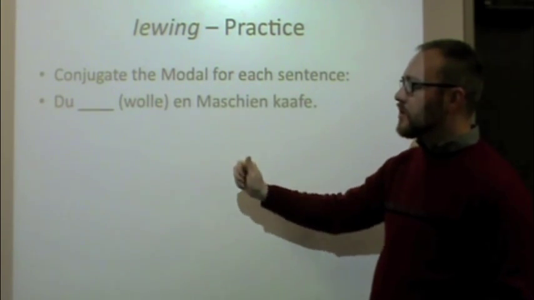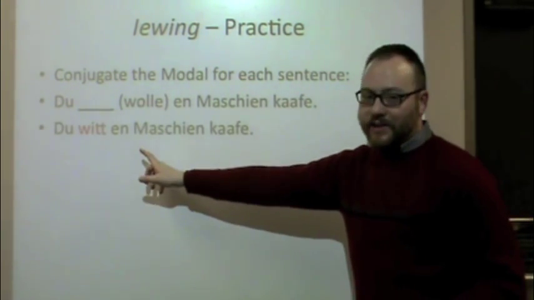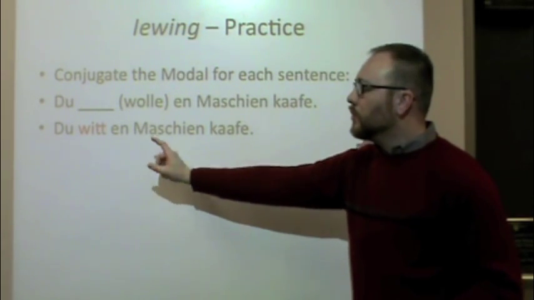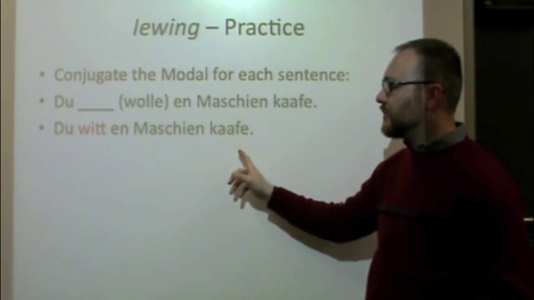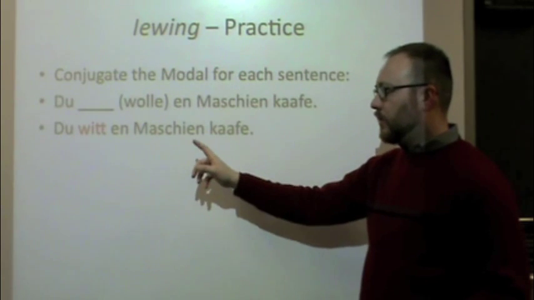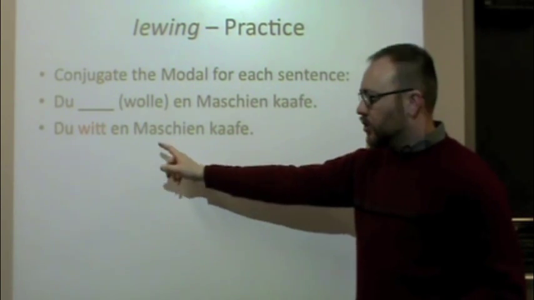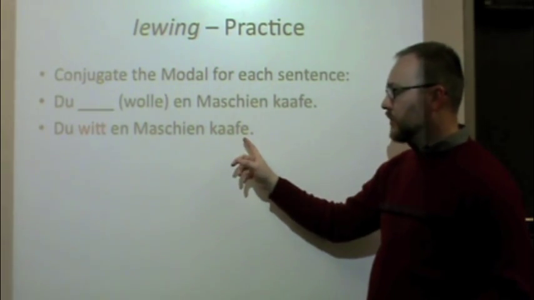Alright? If you do this correctly, du wit. W-I-T-T. Du wit en machine kaufen. You want to buy a car.